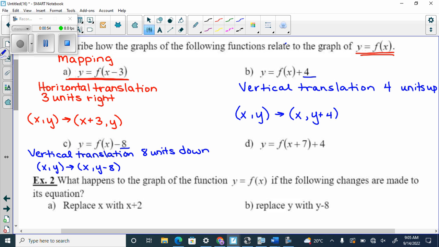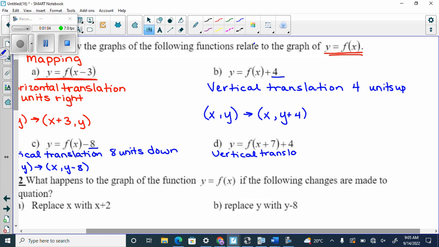And then this one, we have both. We have a vertical translation. You could have listed horizontal first, doesn't matter. Vertical translation. Four units what? Up. So I know my mapping is going to be (x, y) becomes (something, y plus 4), because I'm moving 4 units up. And then I have a horizontal translation.